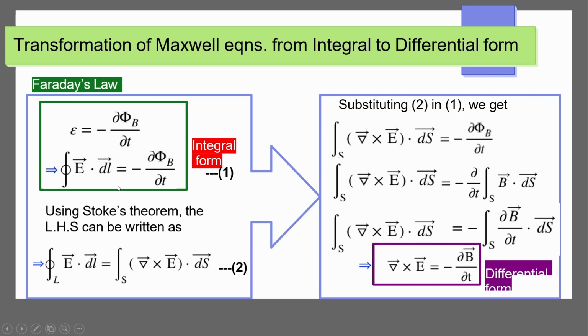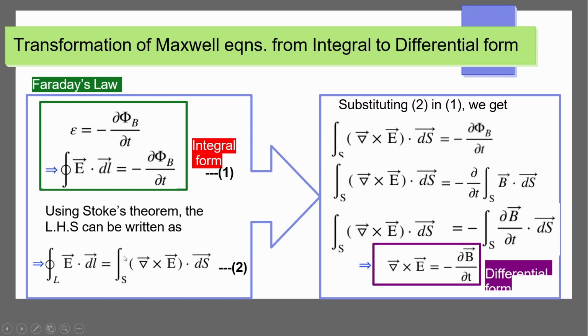Next we'll move on to Faraday's law. So here's Faraday's law in its integral form, as we've seen before. Here, instead of using Gauss's divergence theorem, we will be using Stokes' theorem. As you know, Stokes' theorem can convert the line integral over some closed path into a surface integral.